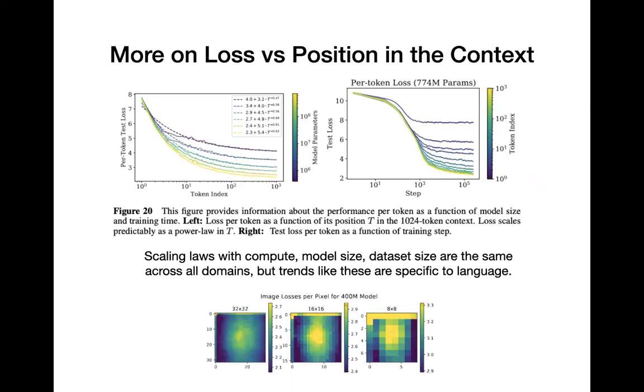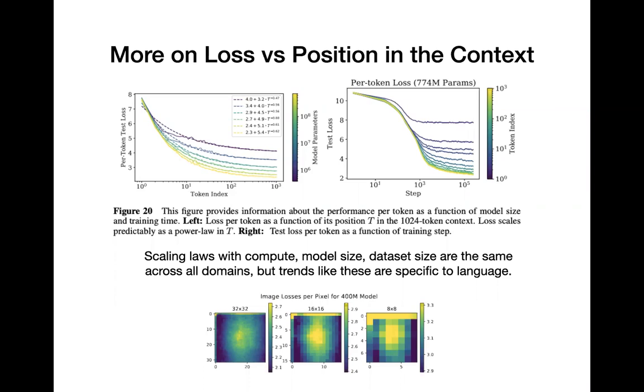Okay, so maybe I should be going a little bit faster. This is just some more information about loss versus position and context, because I think it's important to note that many things are not universal, and some things are and some things aren't. On the top left, we have loss versus token index, which is how many words you've seen up until that point.